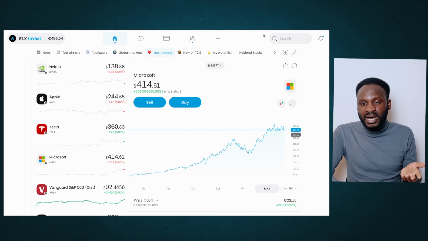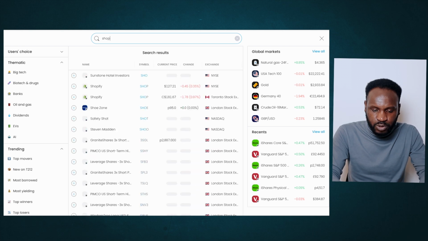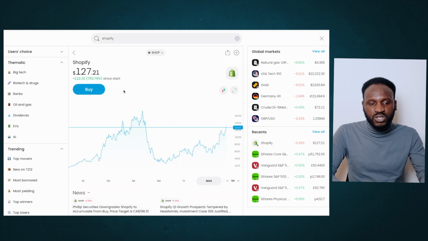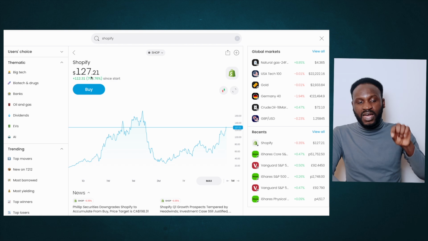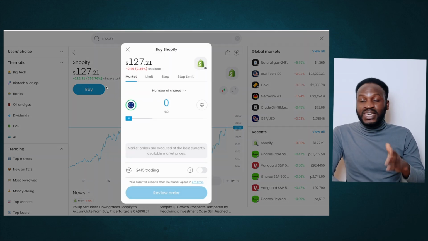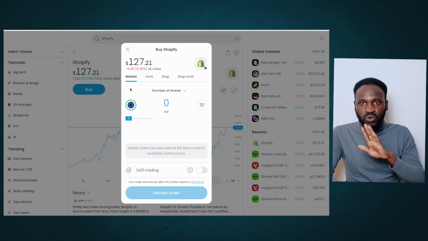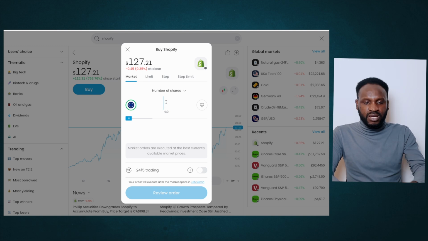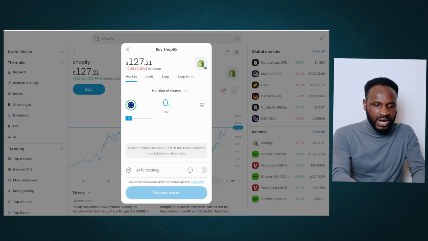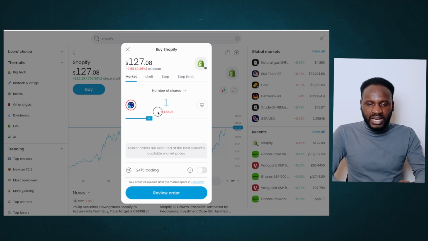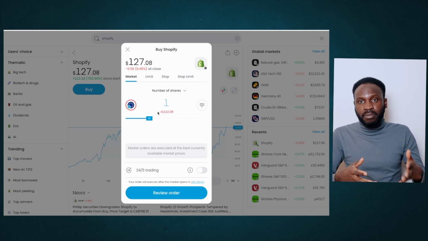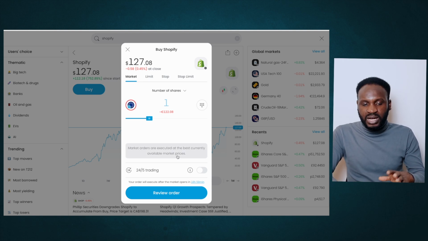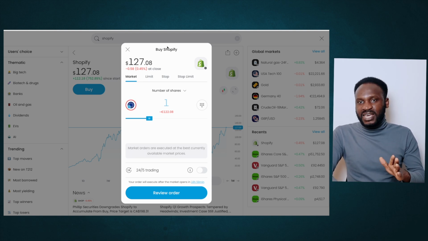Let us say you have a share in mind. Let us say we search for Shopify. It will pop up here. All we need to do, you can see the price of Shopify, $127.21. If I click on buy, it's just the same process, just like we did on Microsoft. We enter the price here. It's still the same thing, guys. It's not different. Enter the price to show us the market price here, because we are buying at market price, and it's going to show here. We can click on review order. That is everything you need to do.